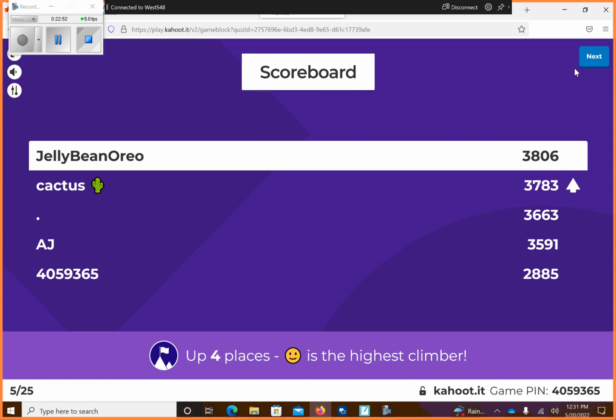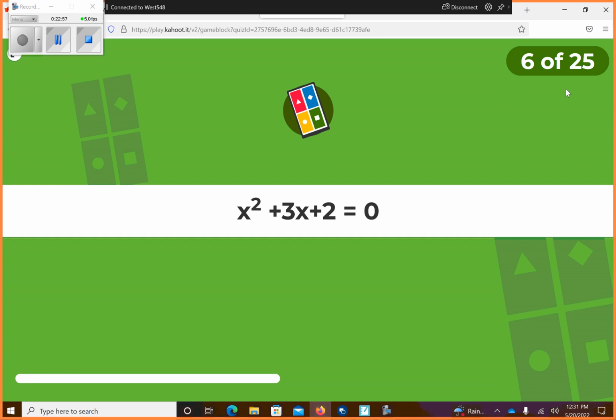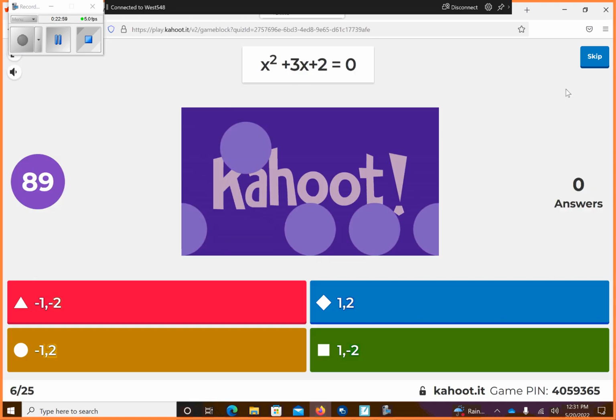Oh, Jelly Bean Oreo takes an early lead. 6 out of 25. What two numbers will multiply to give me positive 2 and add together to give me positive 3? So x plus 2, x plus 1. Set x plus 2 equal to 0, so subtract 2, so negative 2. Set x plus 1 equal to 0, subtract 1, so x equals negative 1. So negative 1 and negative 2 are the answers, which would be the red triangle, if you can't see the difference between red and green.